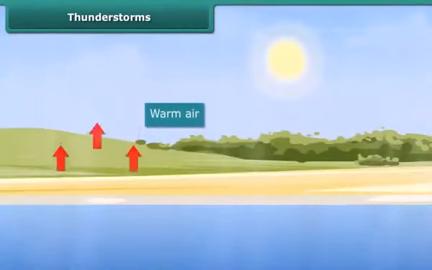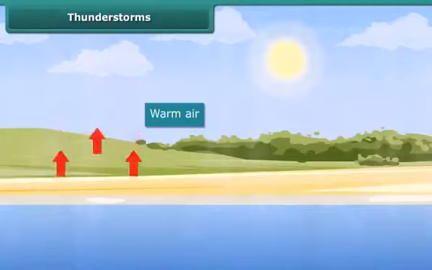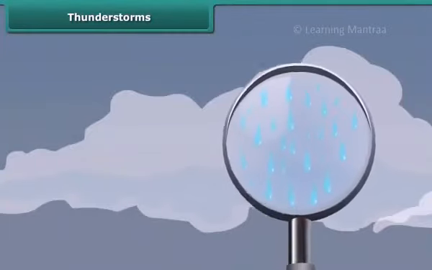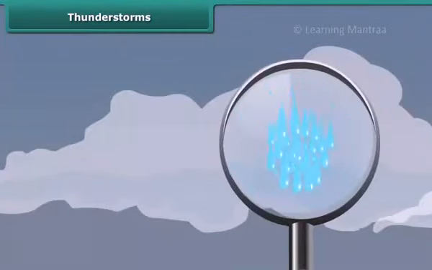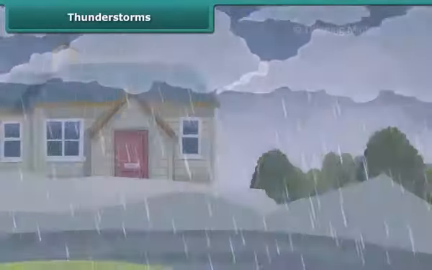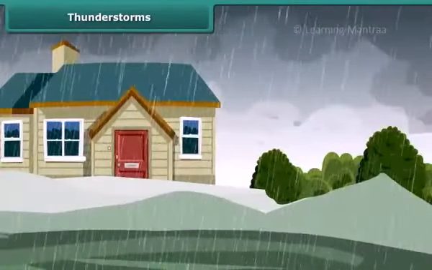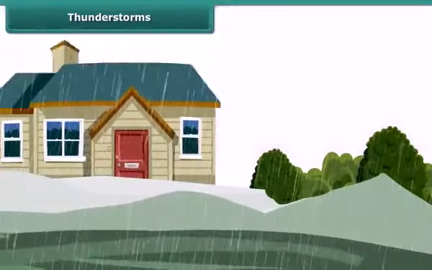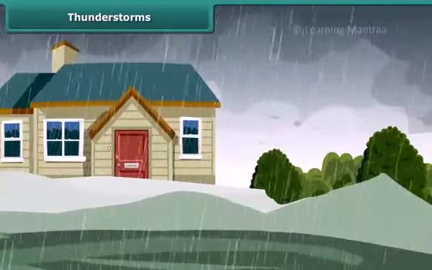They are formed by the uplifting of warm and humid air. When humid air is lifted, it cools down and the moisture in the air condenses to form cloud. Water droplets in the cloud continue to grow in size. As the cloud extends further upward, water droplets fall down, creating sound and lightning. We call this event a thunderstorm.